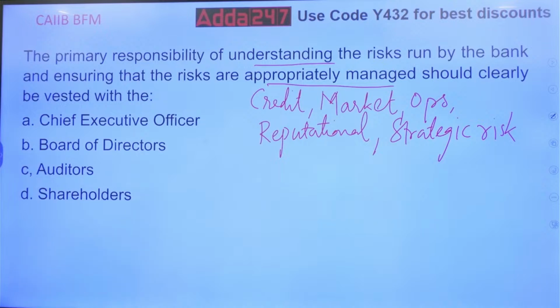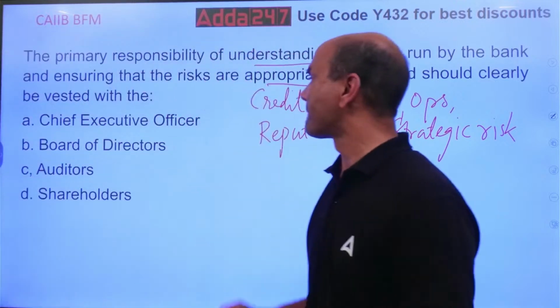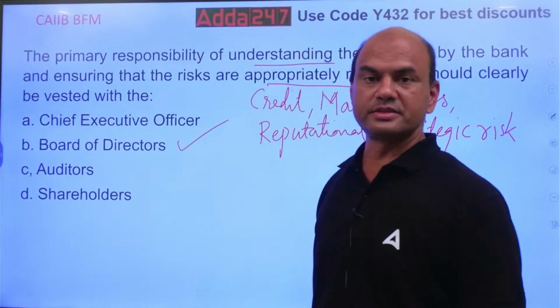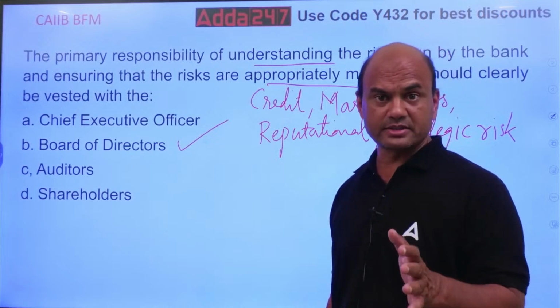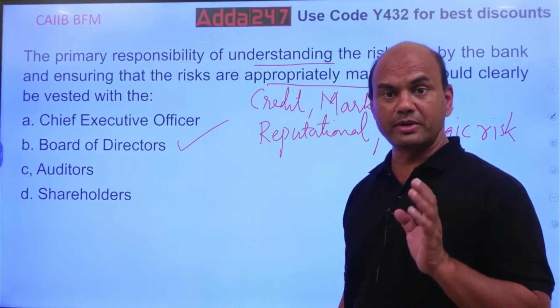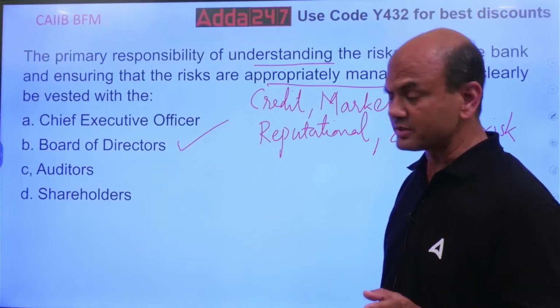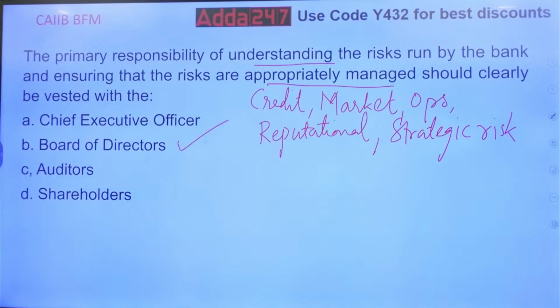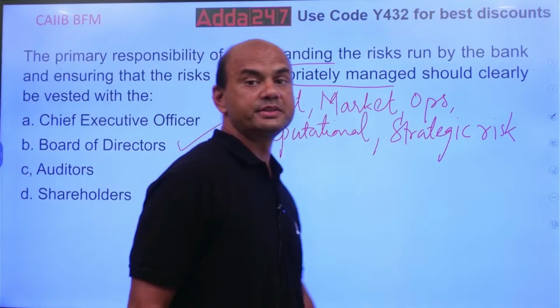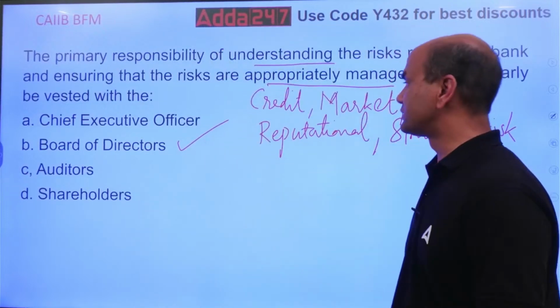So what is the answer? The real answer for this will be board of directors. Very, very important. Managing the risk of the bank should be done by the board of directors only, because they are the ones who actually focus on it and run the bank. Others are all paid employees. Board of directors are not paid employees. Kindly note. Okay. Next one.